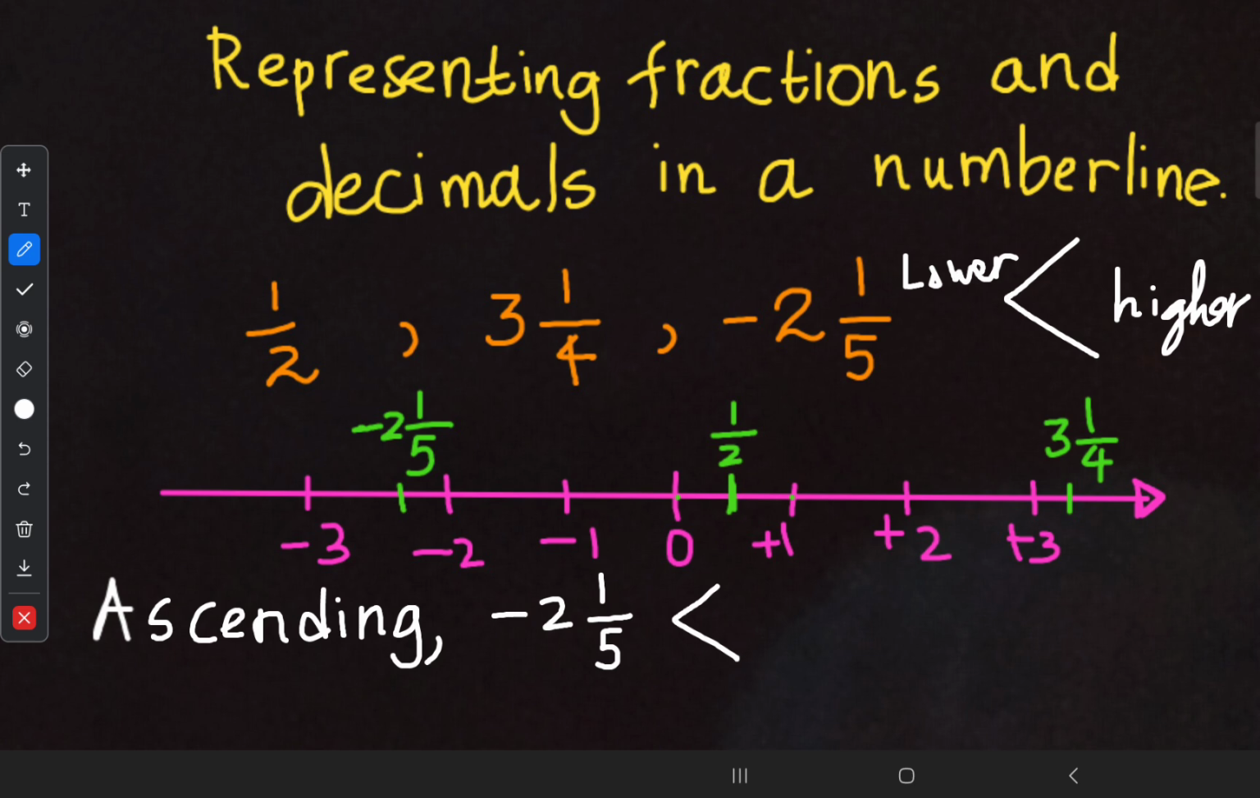Negative 2 into 1 upon 5 is less than half, and half is less than 3 into 1 upon 4. How do I mark these? The values located on the right side, in your open side, are greater than the previous value. This is the least amongst all the values, so both of these symbols point towards this one, and the open side faces the others.